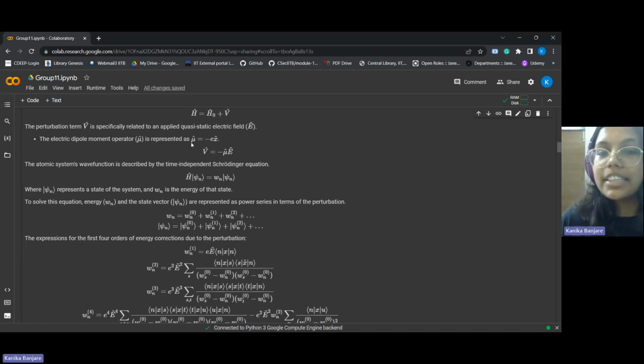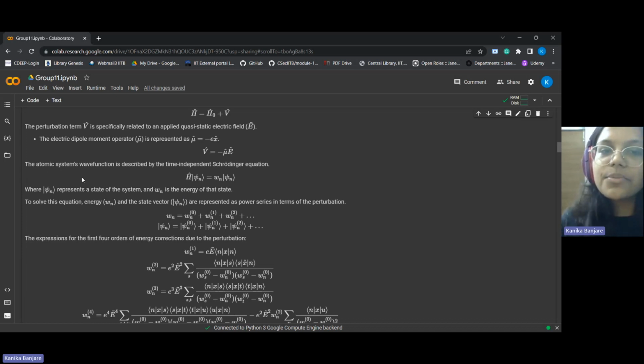Nu hat is represented as nu hat equals minus E multiplied by E hat, and V hat equals nu hat multiplied by tilde E. Tilde E is the quasi-static electric field which you have externally applied, due to the external electric field.